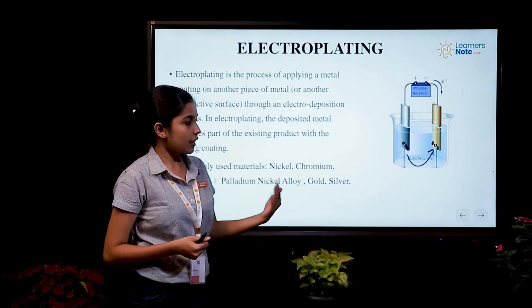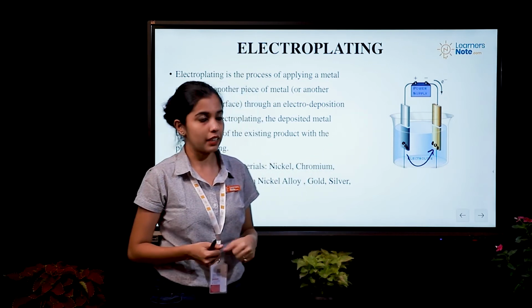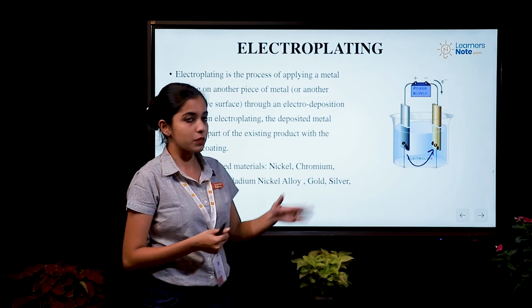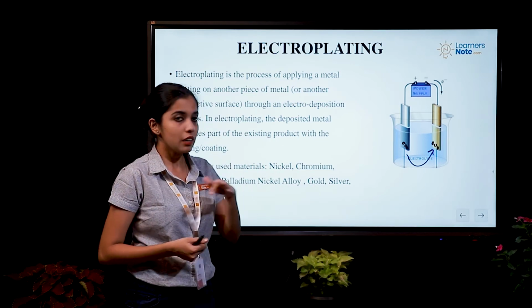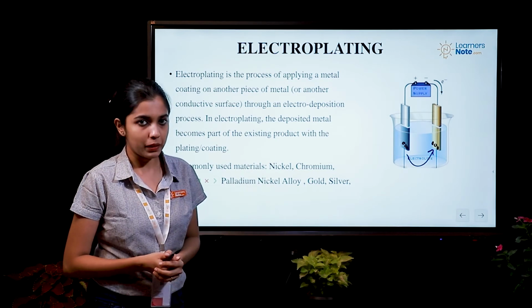Then another factor is maybe the amount of energy that you are supplying. If the intensity of the current that you are passing is quite high, then the deposition will be more compared to the other. So this is what basically happens during electroplating.